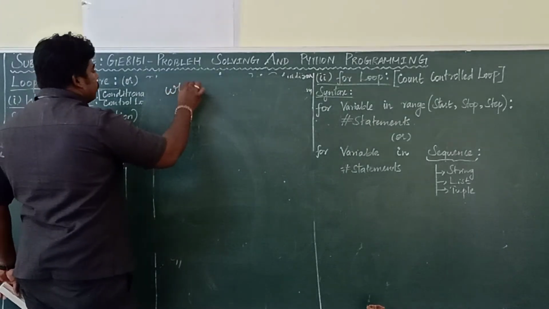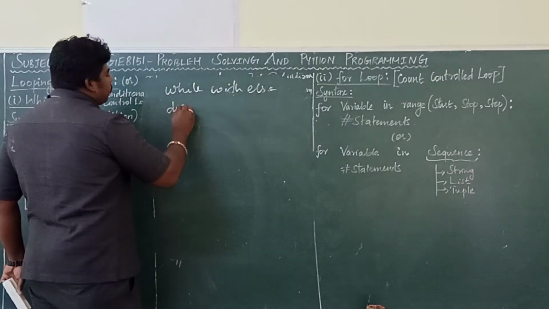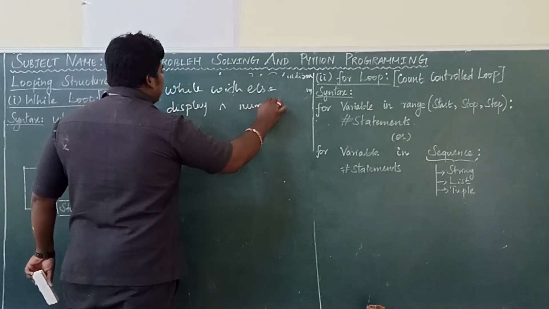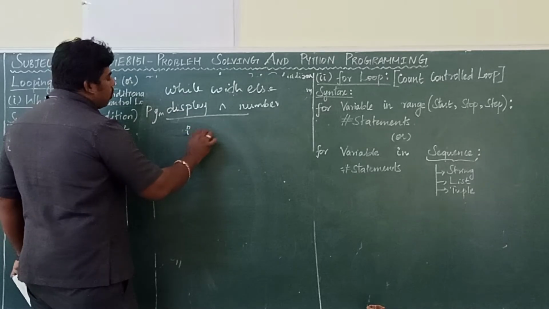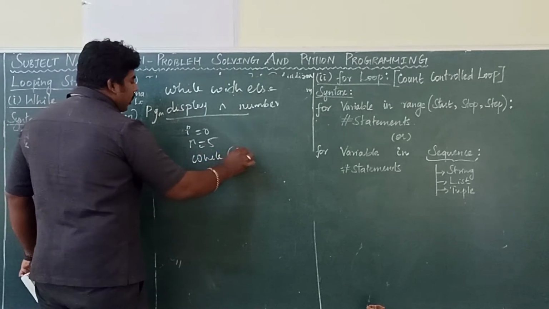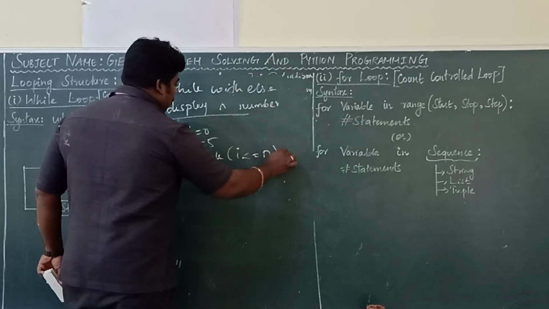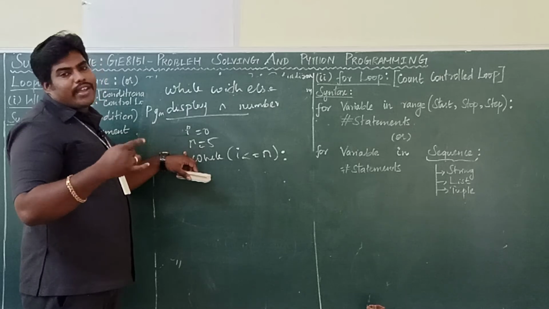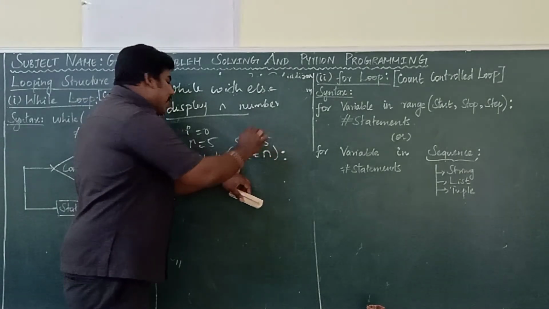While with else. So here, display n numbers. Program to display n numbers. Okay, so here i equal to 0, n equal to 5. Initialization is over. Now I am checking a condition: while i less than or equal to n colon. I want to print n numbers. N means 0 to 5, I want to print it, right? So I am writing a condition. My condition started from 0 to 5.